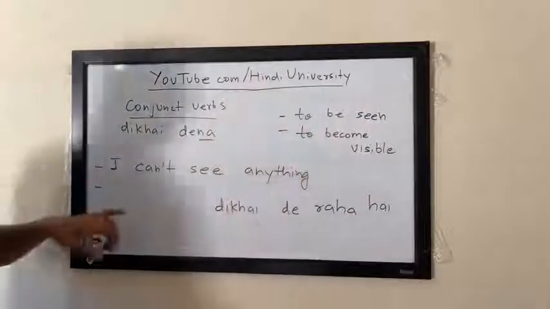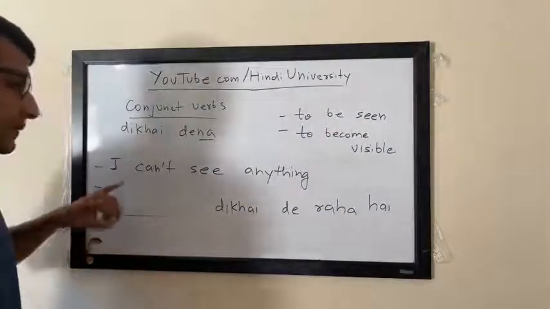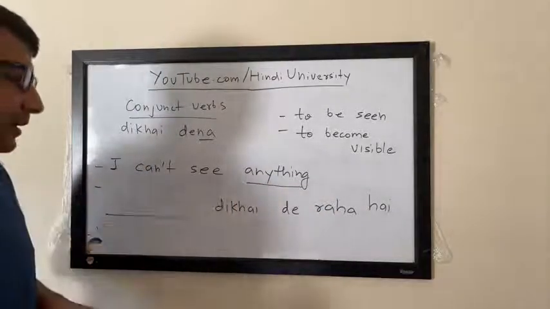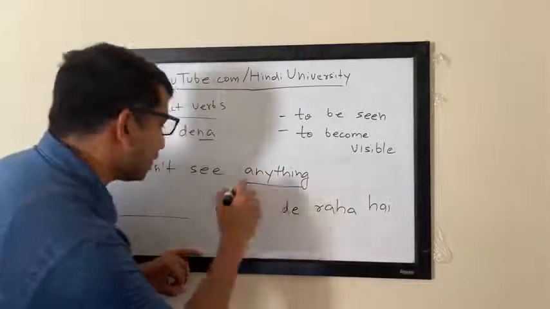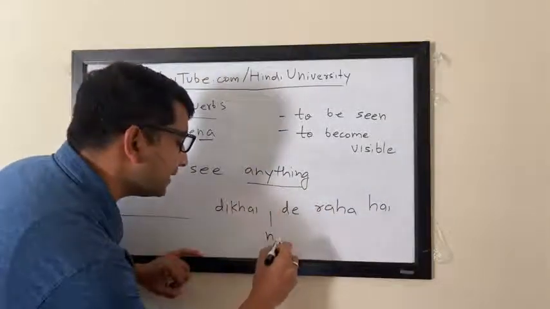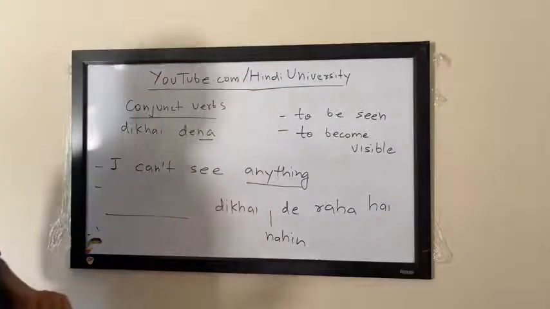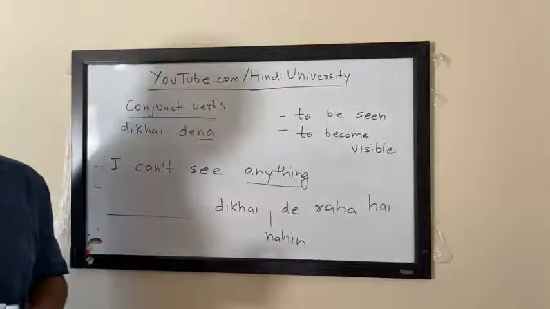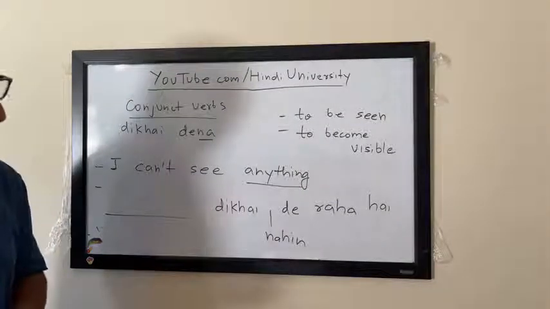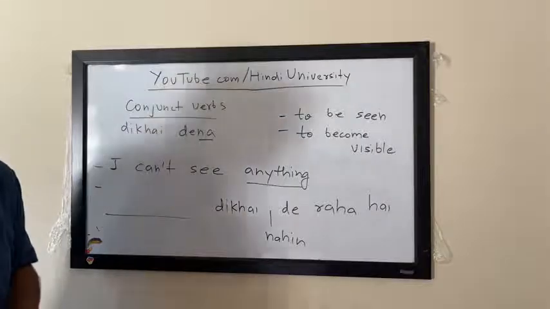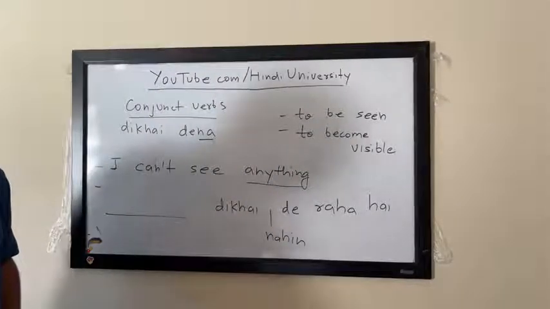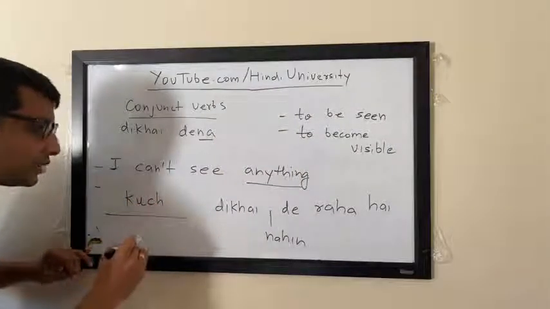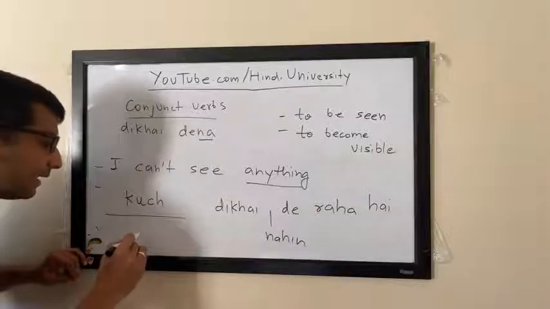Alright, so this one is still the same pattern, and you have to use anything to reflect that. Because I cannot, I'm going to say dikhai nahi de raha hai. Which interrogative would you put here? Would you use kuch? You can say kuch. That's right. So you can say kuch dikhai nahi de raha hai.